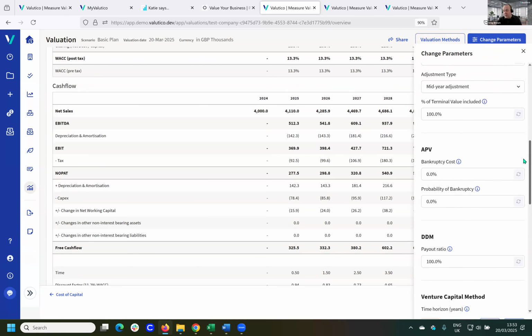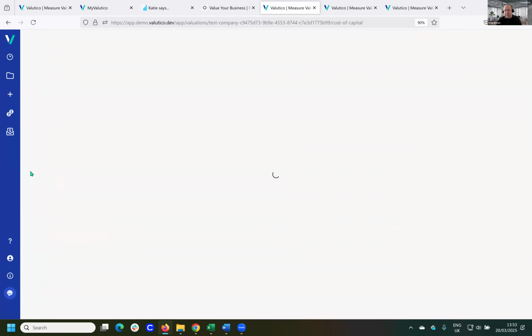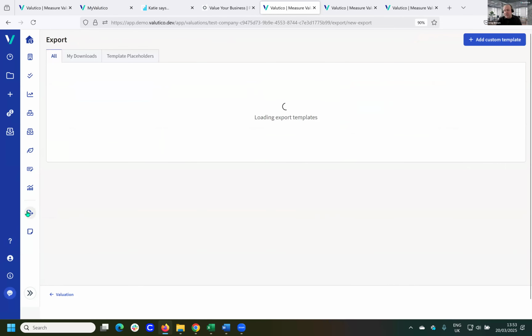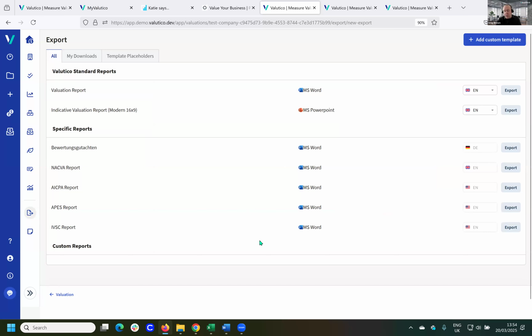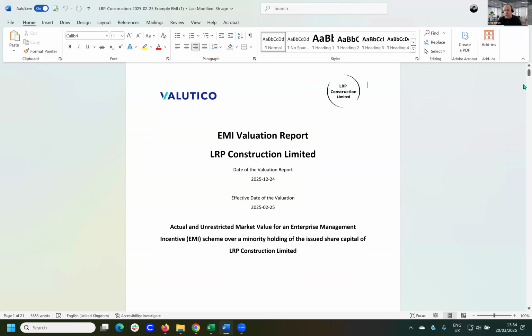This is not a black box. Everything comes with full source reference. We even give you a cost of capital page as well, and many of you will be interested in this to see how that WACC has been calculated. Once we're finally finished, we can export to Word or PowerPoint. I'm just going to show you a very quick report of how it would look being generated from our system.